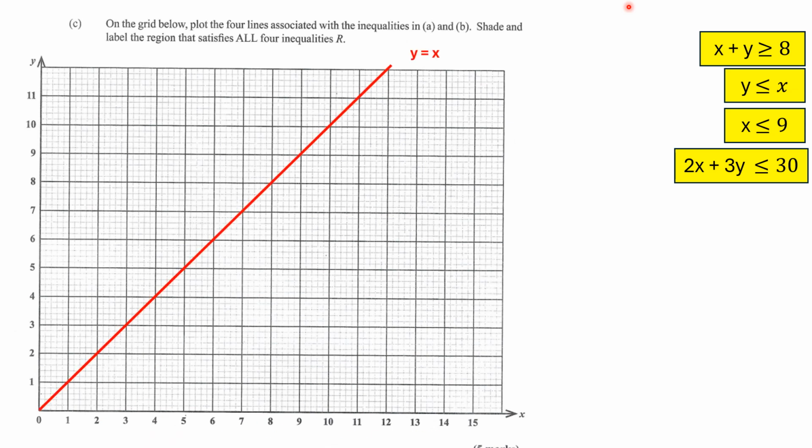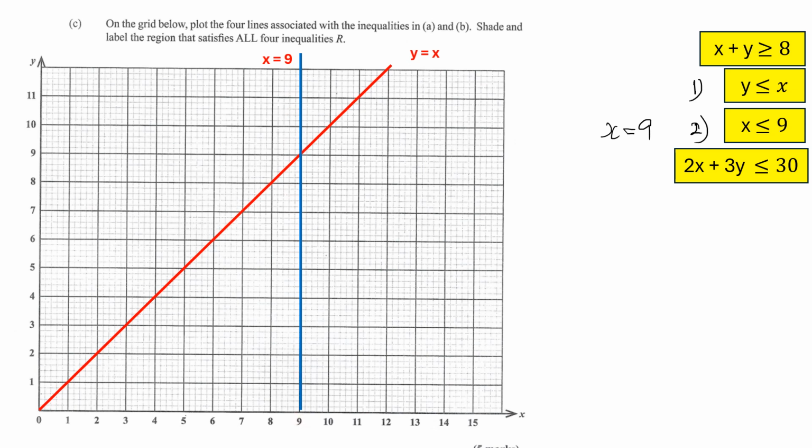Now the first one, let's start with this one here. We're rewriting that one as y equals x. So that's our line here, and we label it y equals x. The second one is x is less than or equals to 9, which is this inequality. We write it as x equals 9. So that's this line here, x equals 9.